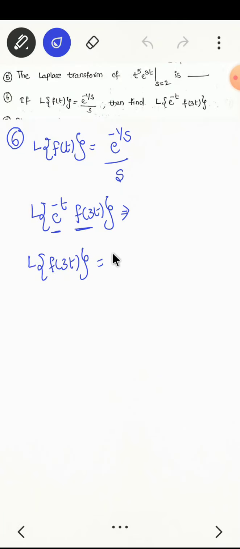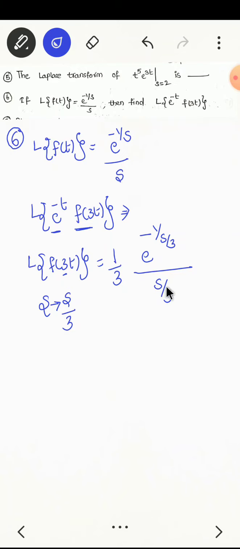Then what we will get, 1 by 3 into whatever s is there, we have to keep s by 3. Why? Because a value is 3 here. So e raised to power minus 1 by s by 3, by 3 cancel. What we will get, e raised to power minus 3 by s, this 3 will go in numerator, minus 3 by s. Okay, so up to Laplace of f of 3t we have done.